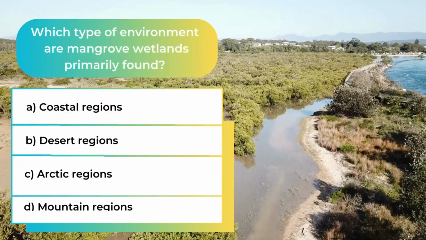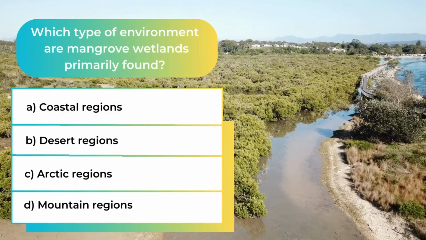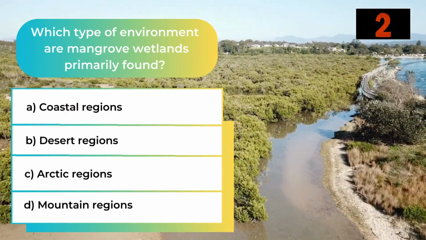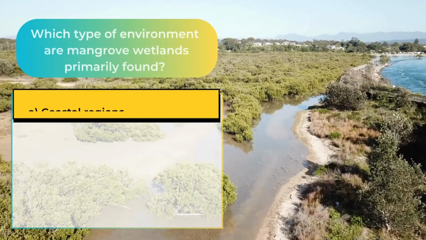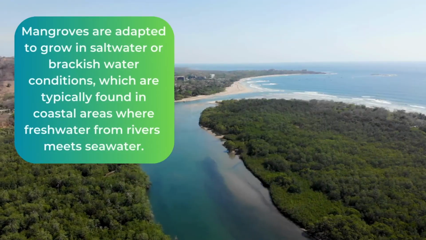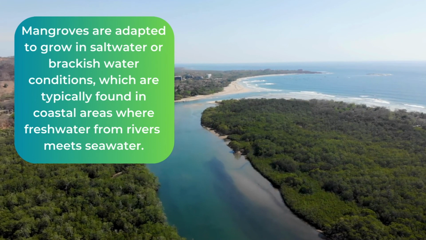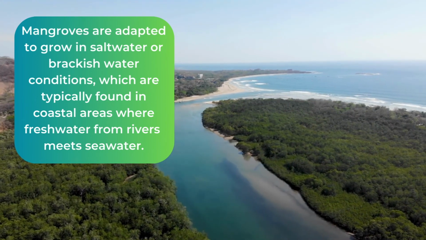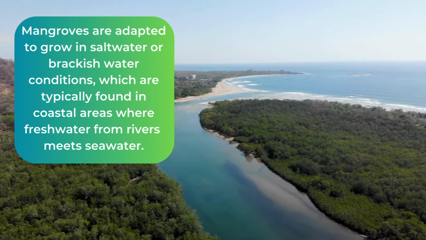Which type of environment are mangrove wetlands primarily found? The answer is A, coastal regions. Mangroves are adapted to grow in saltwater or brackish water conditions, which are typically found in coastal areas where fresh water from rivers meets seawater.